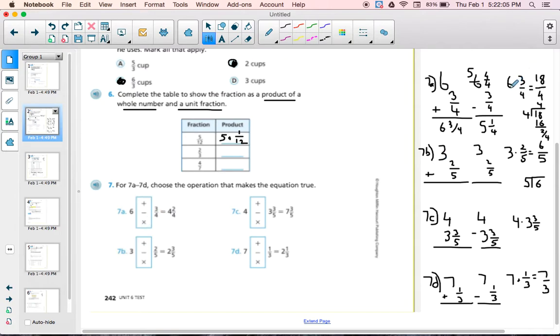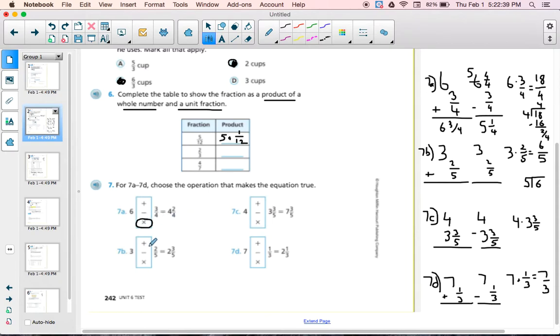So let's take a look at it. 6 times 3/4 is 18/4. And I don't see 18/4 here, so let me try this. Let me divide 18 by 4. 4 going into 18 4 times. 4 times 4 is 16. 18 minus 16 is 2. Bring down the 4. 4 2/4. So yes, 6 times 3/4 is 4 2/4.